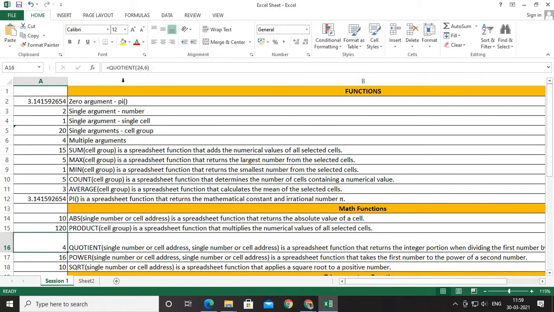Now the next one is quotient. Quotient of two arguments, 24, 6. What do you mean by that? This is very simple, where we get the quotient value. So 24 by 6 is 4. That's all we got here.